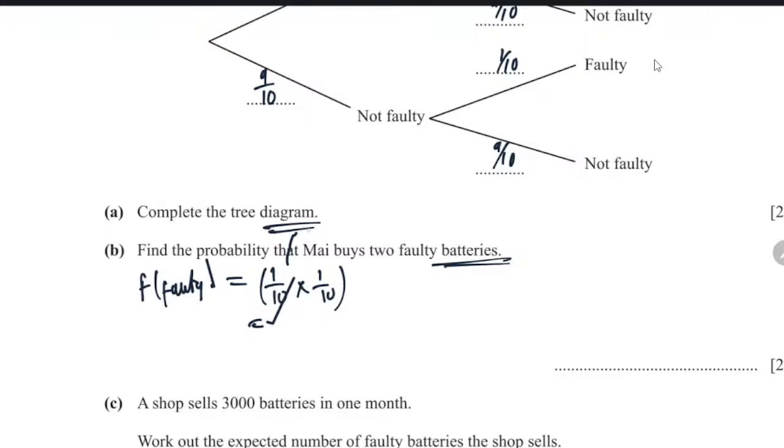Yeah? What is 1 over 10 times 1 over 10? You multiply the top, 1 times 1, 1 over 10 times 10 is 100. So this is going to be 1 over 100. Are we together?